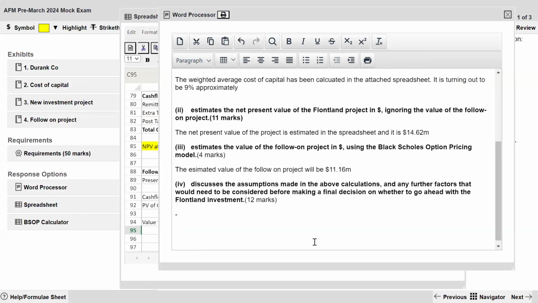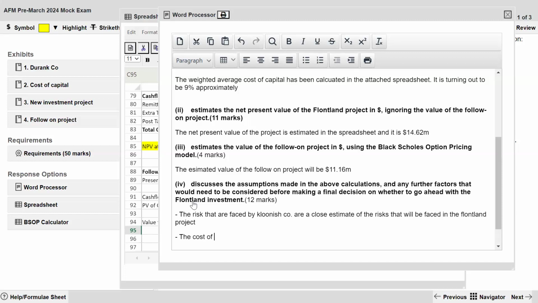Now see, what happens is that when such a question comes in, you have to write down all the assumptions that you have actually made while doing the calculation. Now what are the assumptions that you have made? If I start off from here, the first thing is that the cost of capital, which is the risk faced by Cloonish company, is a close estimate of the risk that will be faced in the Plantland project.